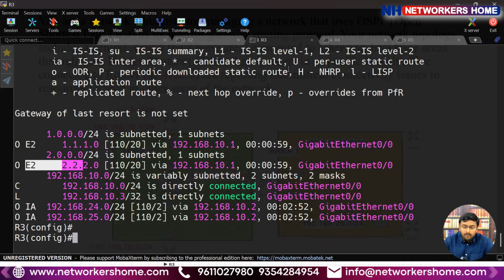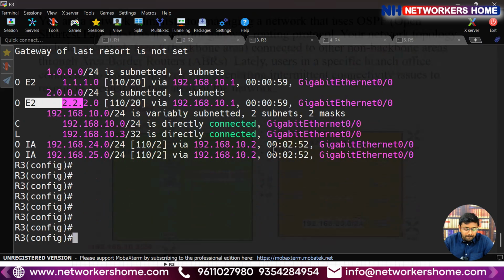Now, what will happen if we use stub here? So what is that stub?